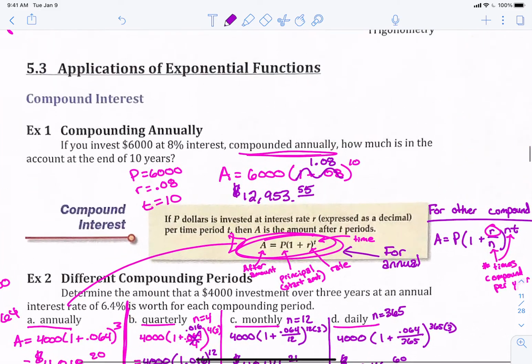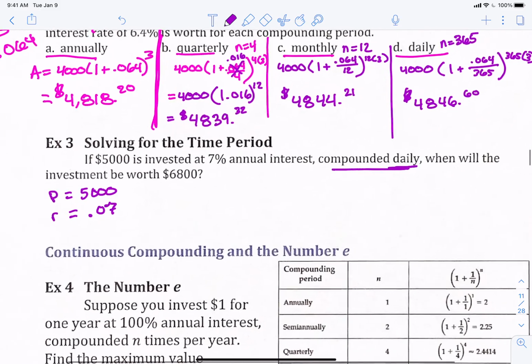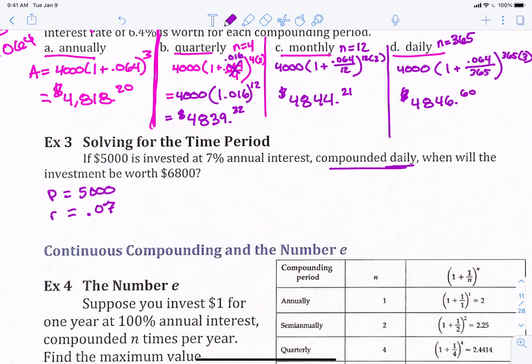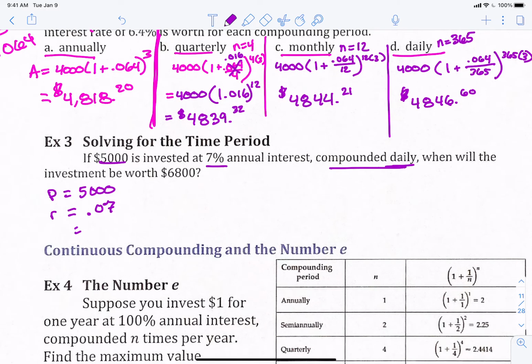We're on example 3 for section 5.3, and we started writing down some information that we need. So we said 5,000 was our principal, 7% we read as 0.07, that's our interest rate. Compounded daily, what does daily mean? Compounded daily, and that means N is how many? 365. We're compounding every single day for 365 days, and that's what our N is.